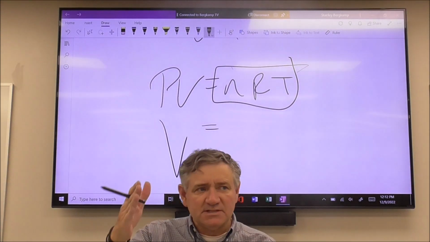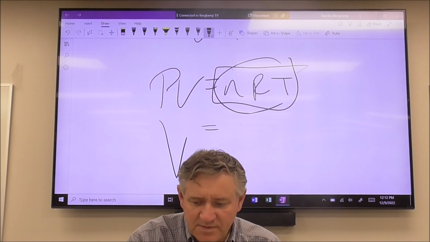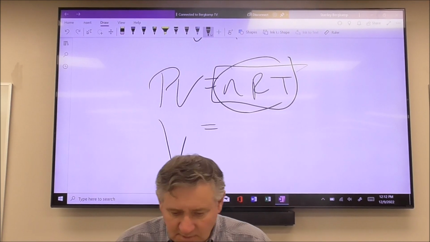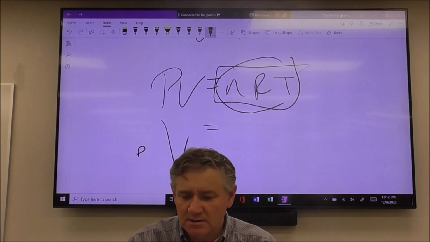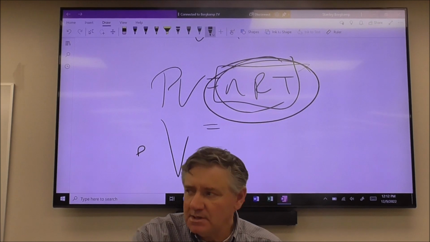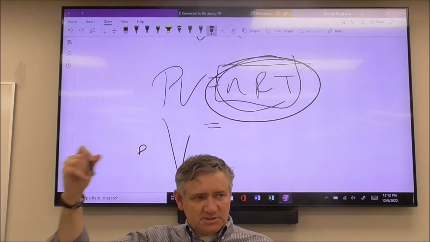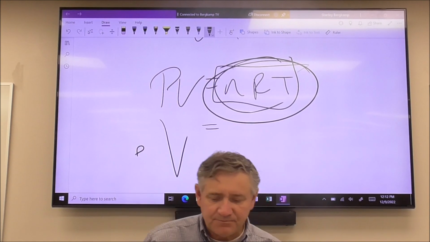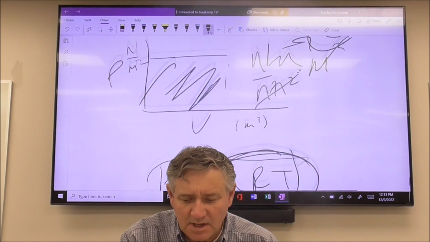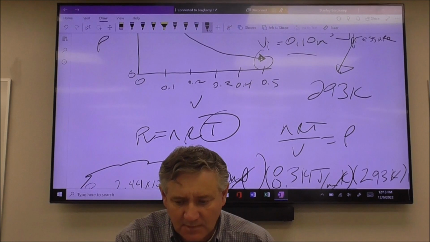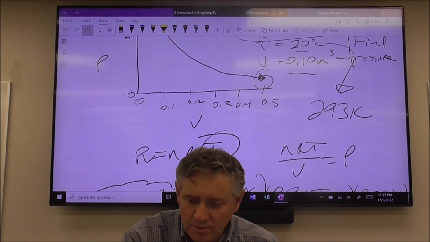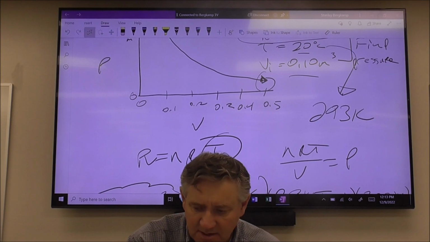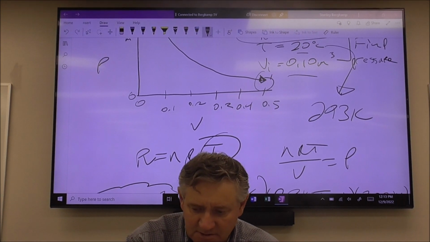So as the volume gets bigger, with the same nRT, what has to happen to the pressure? It has to become smaller, okay? Because I want the same nRT over there. Same nRT, volume gets bigger, pressure gets smaller. Now, what I want to do is calculate that new pressure. So do I have enough information to calculate that new pressure?